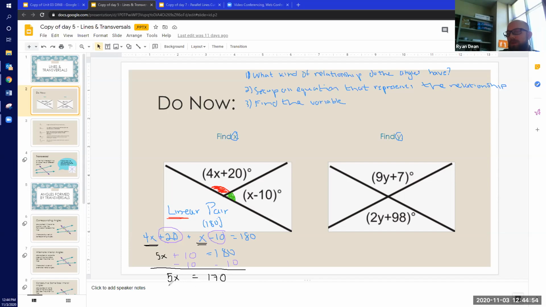Okay, almost done here. I need to divide by 5 because this 5 is multiplying to the x. So to get rid of the 5, I divide by 5 on both sides. And it doesn't turn into a 0, it just turns into a positive 1. 5 divided by 5 is 1. Okay, so when I do this, I get 1x is equal to 170 divided by 5, which gives me a 3.